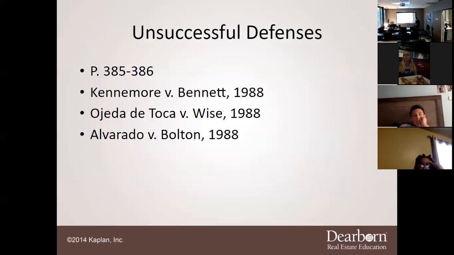Here's a couple more court cases. These were the unsuccessful defenses. If you wanted to read about those, also in your book. Well, so they did the defense, it just didn't work? Yes, the defense didn't work. These were all losing cases for one side, obviously, but unsuccessful defenses. So if you want to read about those, they're also in your book.